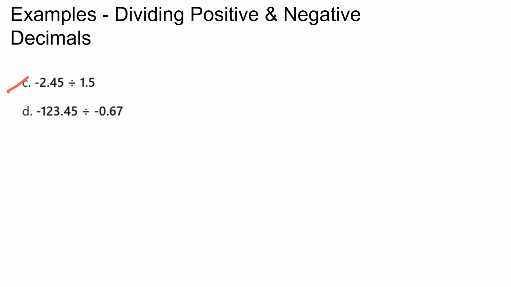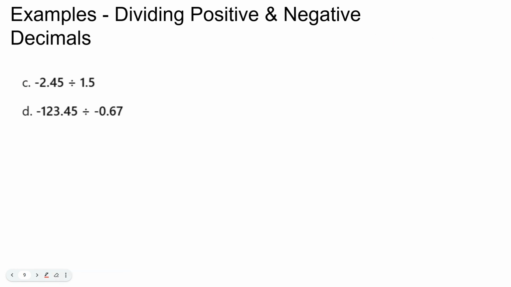Here again, let us deal with the sign first. Negative divided by negative is positive. Now, let us perform the long division. But first, we need to convert by moving the decimal point to the right.